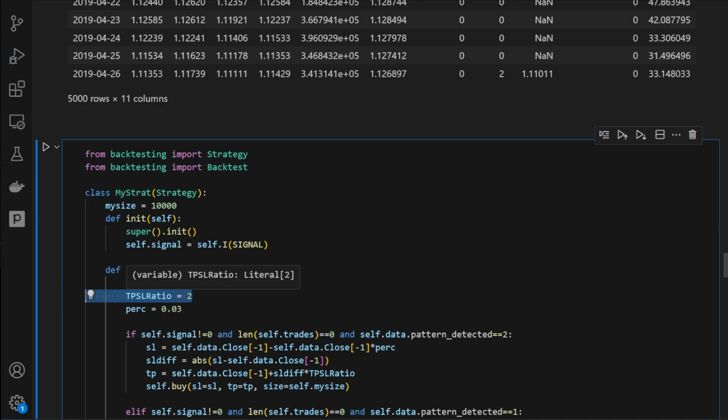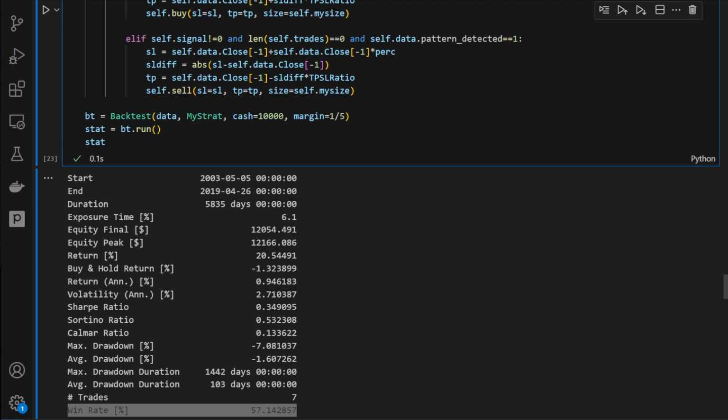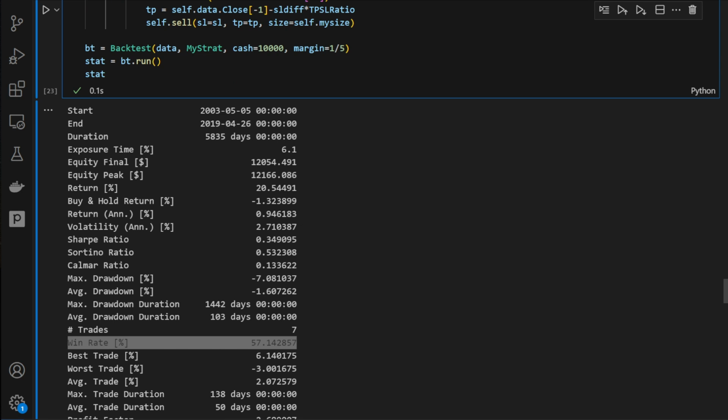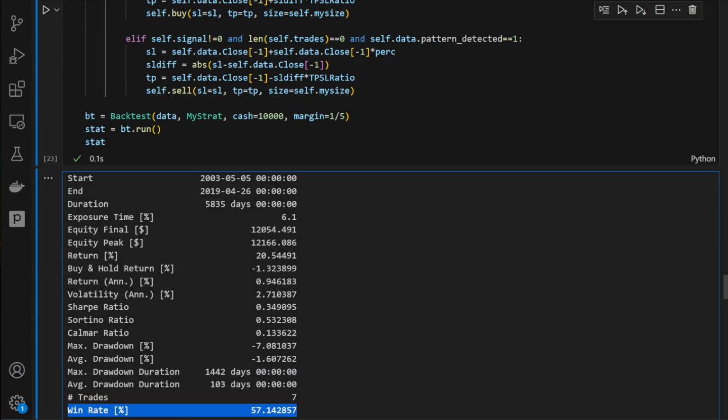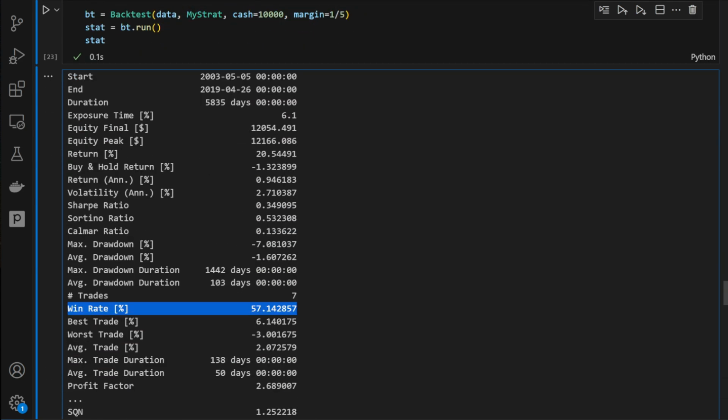This is a great indicator, because if you're taking a take profit stop loss ratio equal to 2, it means that if you have a win rate above 33%, then your strategy is a winner. And in this case, we have 57%. So it's a good strategy overall. It's a good indicator overall. The only drawback is that we're not having as many signals as we wanted.